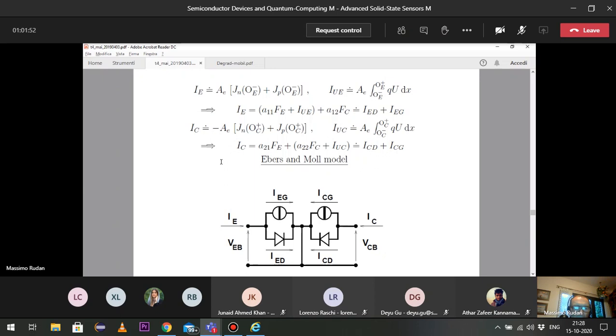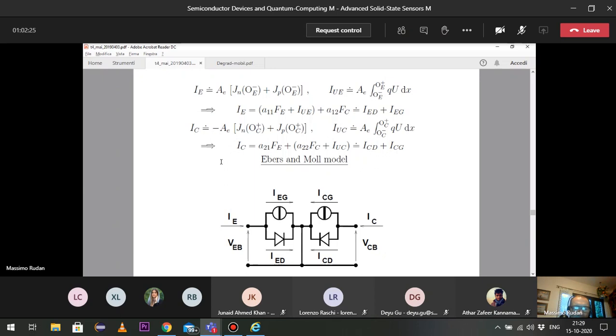Now, if you look at the formula on top, you see that the emitter current, the formula of I sub E that is near the arrow, is the sum of two blocks. One block is the block in parentheses, A11 F_E plus I_UE. And then we have a second block, A12 F_C.